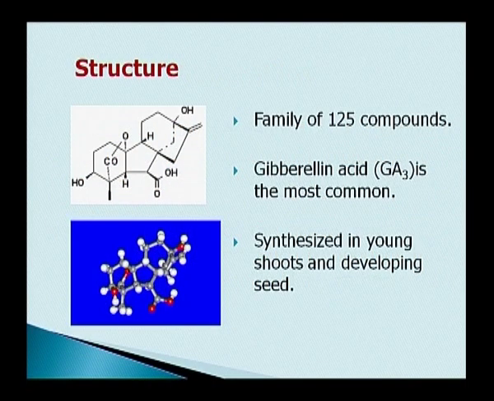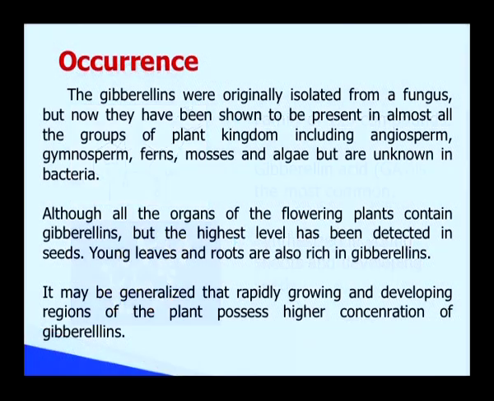These are the structures. To date, a number of gibberellins have been found, and today the count has reached 125. Among these, GA3 is the most common, and whenever we talk about gibberellins, this is the GA3. The gibberellins were originally isolated from a fungus, but now they have been shown to be present in all the groups of the plant kingdom, including angiosperms, gymnosperms, ferns, mosses and algae, but are unknown in bacteria.